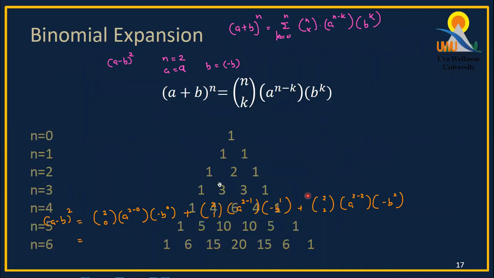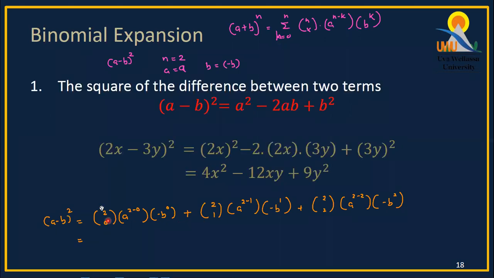2, we have to identify this row. Here it gives the values for n equals 2 as 1, 2 and 1. Therefore, the values 2C0, 2C1 and 2C2 would be respectively 1, 2 and 1. Using the Pascal triangle, you can obtain these values: 1 is here, 2 is here, again 1 is here.